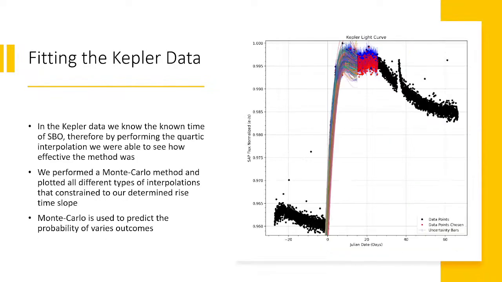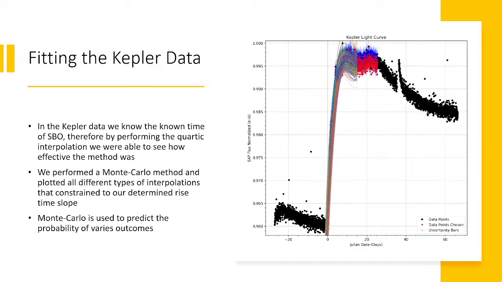So when we were taking the Kepler data, now that we can perform that quartic interpolation method, we actually know the time of the shock breakout, so we were able to see how effective this method was. And so we ended up performing a Monte Carlo method where we plotted different interpolations from 10 random points that were selected within the uncertainty of the Kepler data.